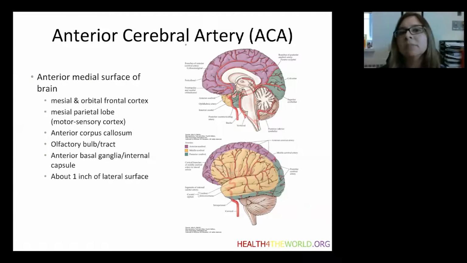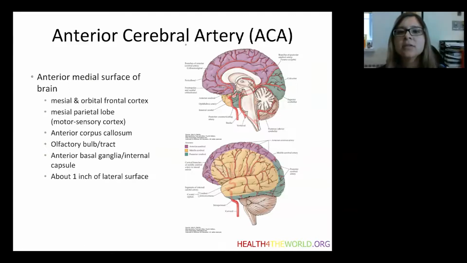This includes the medial and orbital frontal cortex, the anterior corpus callosum, or the front of the corpus callosum, the medial parietal lobe, as well as the motor and sensory cortices, the olfactory bulb and tract, the anterior basal ganglia and internal capsule, and then on the lower image, that purple strip you can see, the ACA does supply about 1 inch of the lateral surface of the brain as well.